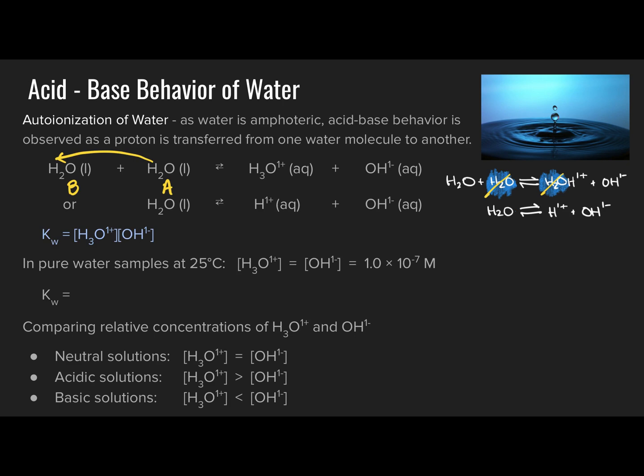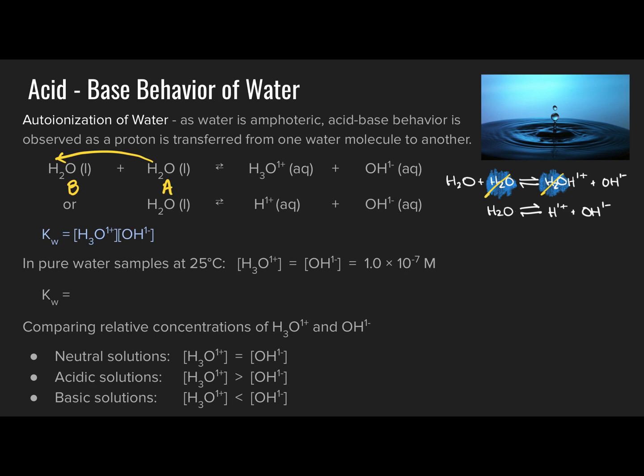Now, I can experimentally determine the concentrations of those hydronium and hydroxide ions in solution. If you run an experiment and find the equilibrium concentration of each of those ions in solution at 25 degrees Celsius, they turn out to be right around 1.0 times 10 to the negative 7th moles per liter of each of those species. That is very, very low concentrations.